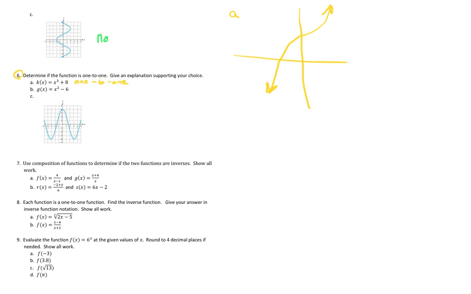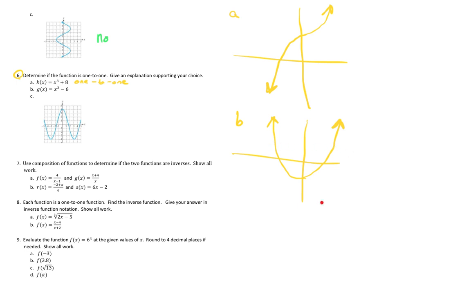Okay, next for B, we have x squared minus 6. So if you go ahead and imagine graphing this, we might have something kind of like this. It's going to be a parabola. So if we do our horizontal line test, say right here, notice we pass through two separate points. So at this y coordinate, we have both of these x values, which means that it's not one-to-one, because we have two separate ways of getting a particular y value.